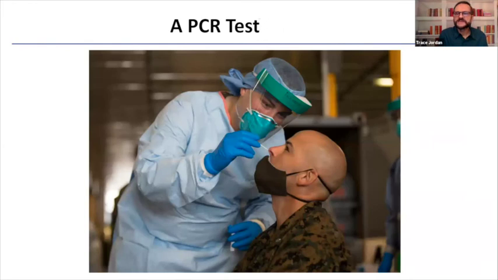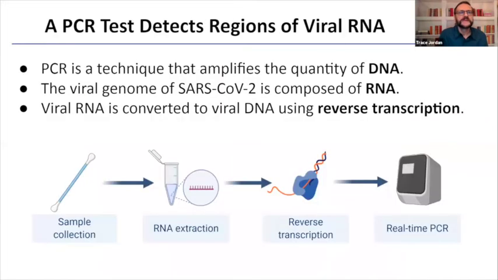So let's go into each of these tests in a little bit more detail. So here's a diagram of a nasal swab, which is the first stage of a PCR test. I've had one of these done myself. So what exactly does a PCR test do? So PCR, polymerase chain reaction, is a technique that amplifies the quantity of DNA. However, the viral genome of SARS-CoV-2 is composed of RNA, not DNA. So how do we get around that mismatch?